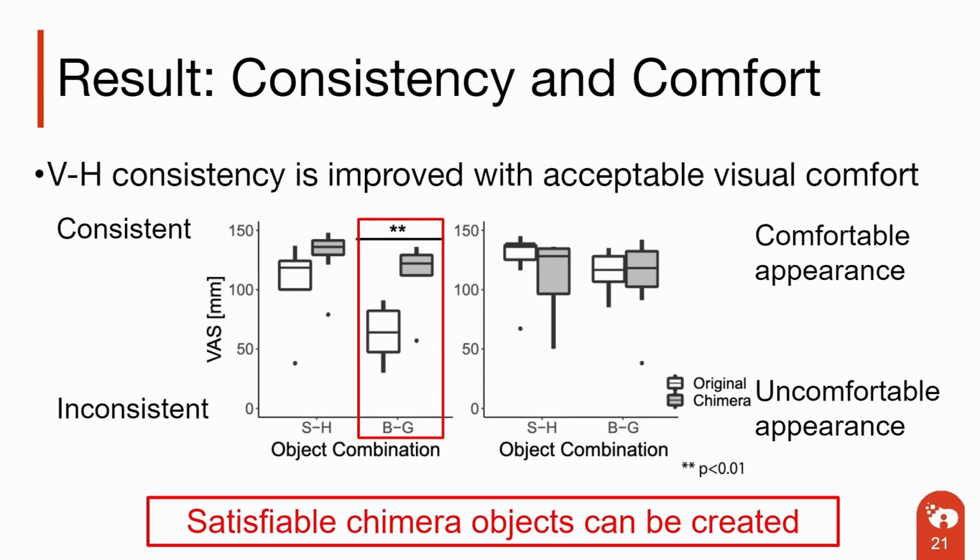The right figure shows the level of visual comfort. No statistically significant differences were found, so they felt that chimera objects were not visually less comfortable. Overall, these results show that the participants could create satisfiable chimera objects by using the chimera object creation system.